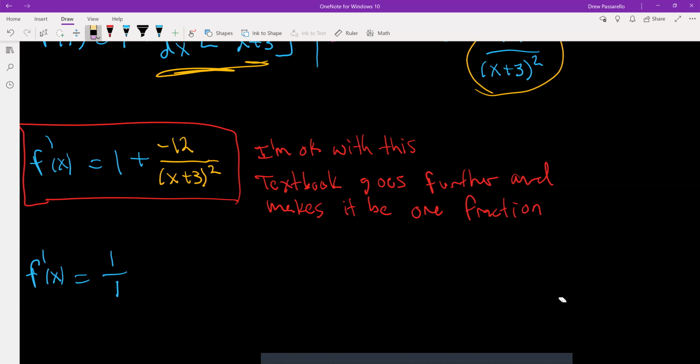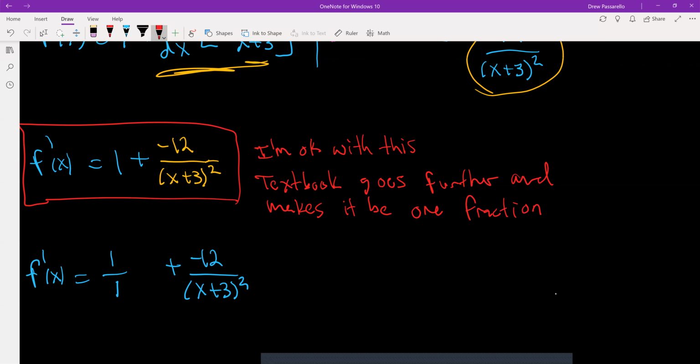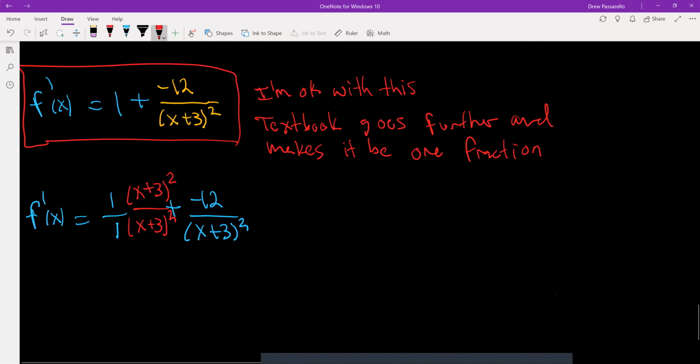I'm going to leave some space here. All right, so the common denominator is going to be x plus 3 squared. So I multiply 1 over 1 top and bottom by x plus 3 squared. All right, so then that's going to give me the common denominator, and 1 times x plus 3 squared is just x plus 3 squared.